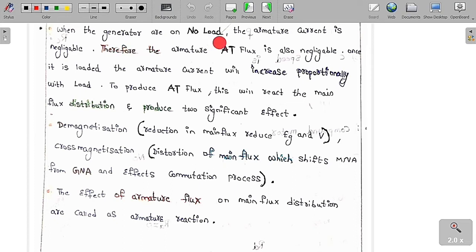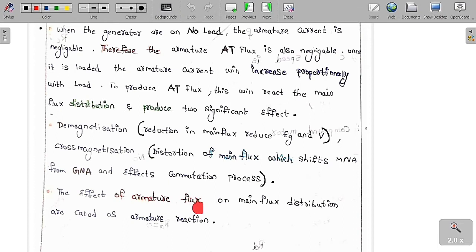Whenever the generator is on no load, the armature current is negligible, so the armature flux is also negligible. Once it is loaded, the armature current increases proportionally with load, and the armature flux reacts with the main field flux distribution and produces two significant effects. One is demagnetization, reducing the main field flux, so EG reduces and V also decreases. The other is cross magnetization, which distorts the main field flux and shifts the MNA from the GNA, also affecting the commutation process.